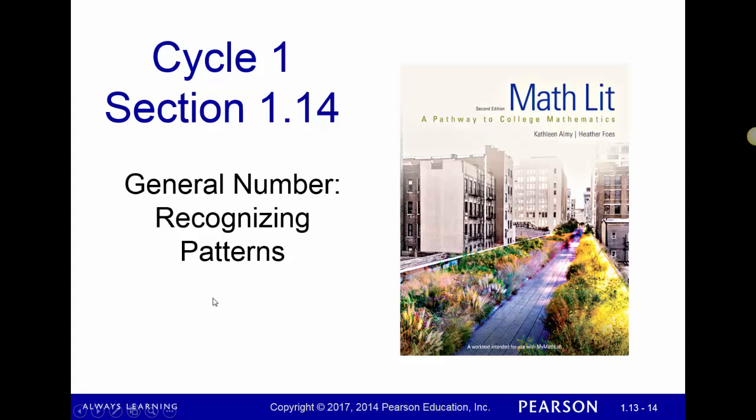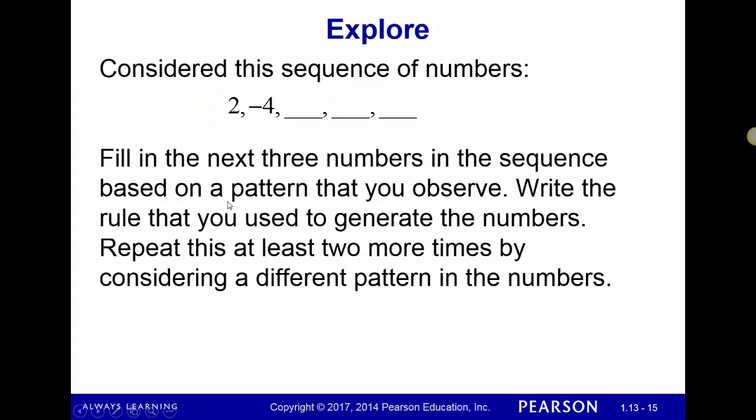In section 1.4, we're going to learn about generalizing patterns. So consider this sequence, 2, negative 4, and we want to fill in the next 3 numbers. I could say, well, I'm multiplying by negative 2 each time, so the next number might be 8, and then negative 16, and then 32.